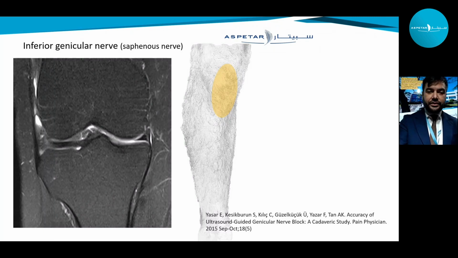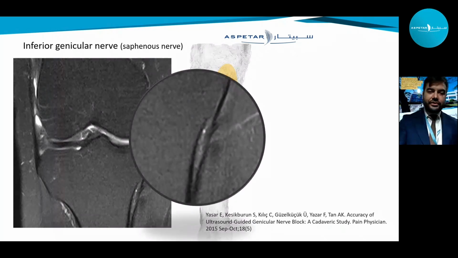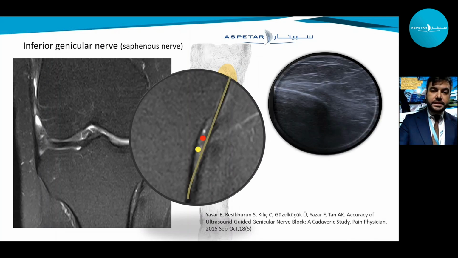Inferior genicular nerve, the pain is mainly in the knee, but also in the proximal leg. Normally the nerve goes under the distal MCL, and sometimes in case of negative findings and persistent pain, we could try to block this nerve as a diagnostic test.